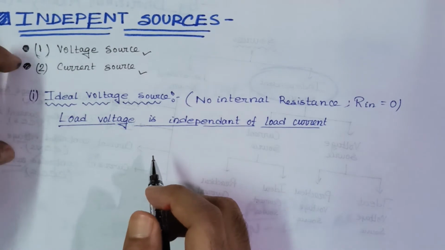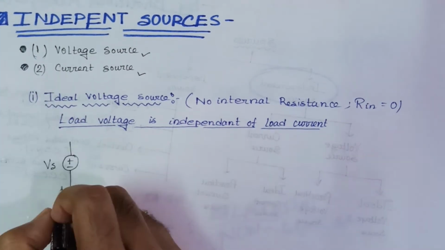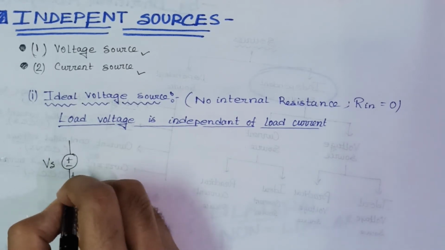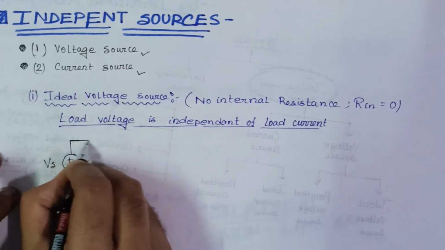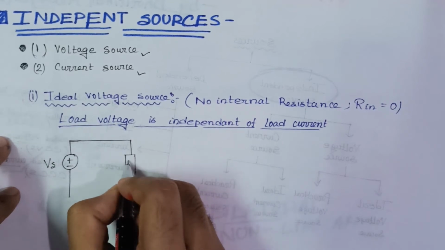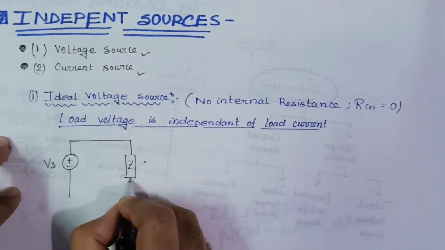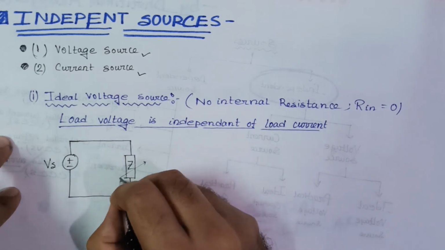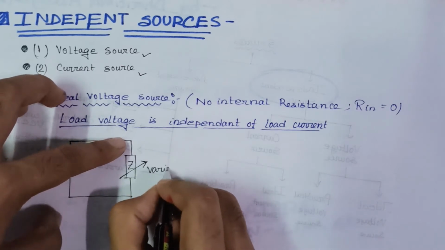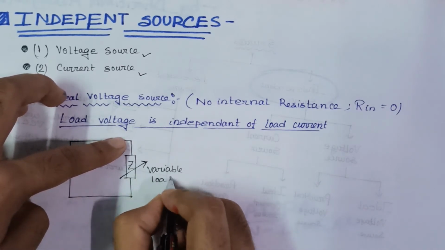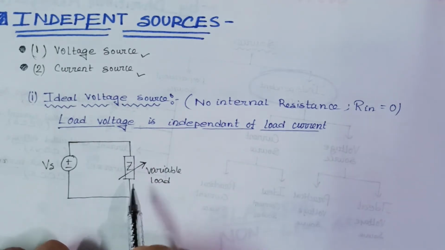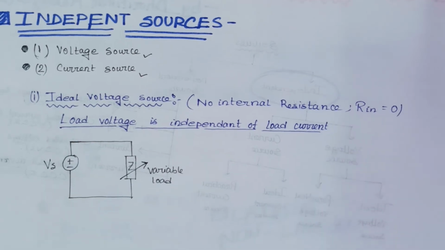Okay, let me explain it by drawing a circuit. There is a voltage source, this is Vs. Why Vs? V subscript S. It means source voltage. And a load is connected with it, a load having an impedance Z. Now, what is the meaning of this sign? This sign means this load is variable. So it is a variable load. What is the meaning of variable load? It means you can change the value of this impedance.